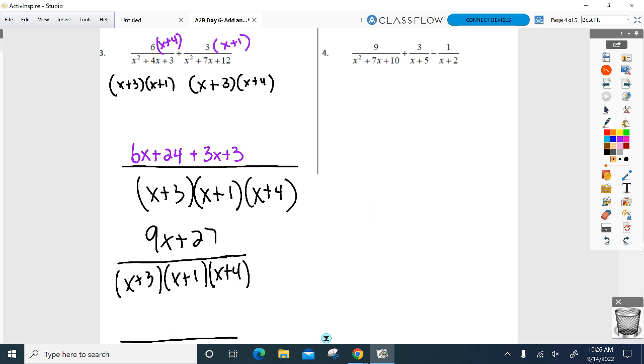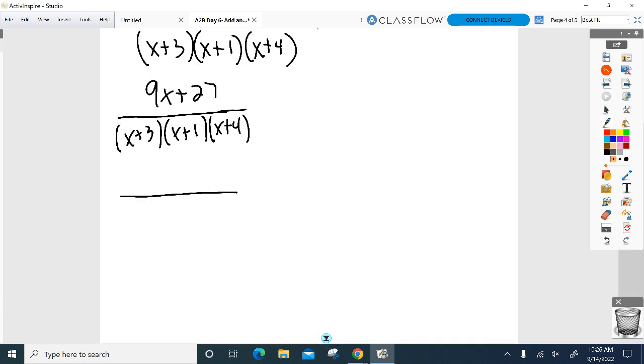Okay, let me start going over this. You should factor both of them. Your common denominator, x plus 3, x plus 1, x plus 4 in any order. All right, so all three of those. You should have multiplied the 6 by x plus 4, multiplied the 3 by x plus 1, because that's what was missing from each. After I distributed and combined like terms, I'm down here now, 9x plus 27. That's what I end up in the numerator with, 9x plus 27.